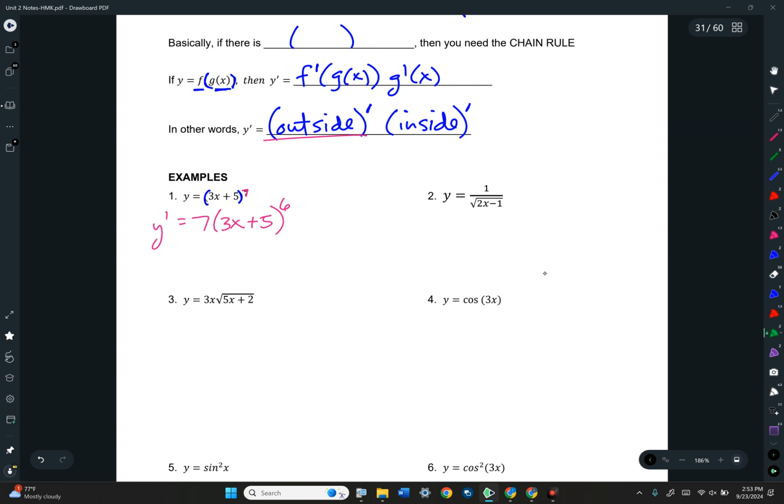And then we want to multiply it by the derivative of the inside. Well, the inside of the function is 3x plus 5, and the derivative of that is just 3. So that's what we mean when we say the derivative of the outside times the derivative of the inside. Now, yes, you can clean this up and multiply the 7 and 3, and we would say 21 times 3x plus 5 to the 6th. Okay? Derivative of the outside times the derivative of the inside.